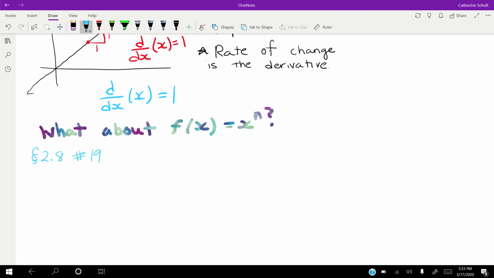Okay, so section 2.8, I'm going to turn in my textbook. Hopefully you have your textbook open. And we are on page 162. We're going to let f of x equals x squared, and we're going to find the derivative. So we're not doing the whole thing, we're just doing the derivative part.